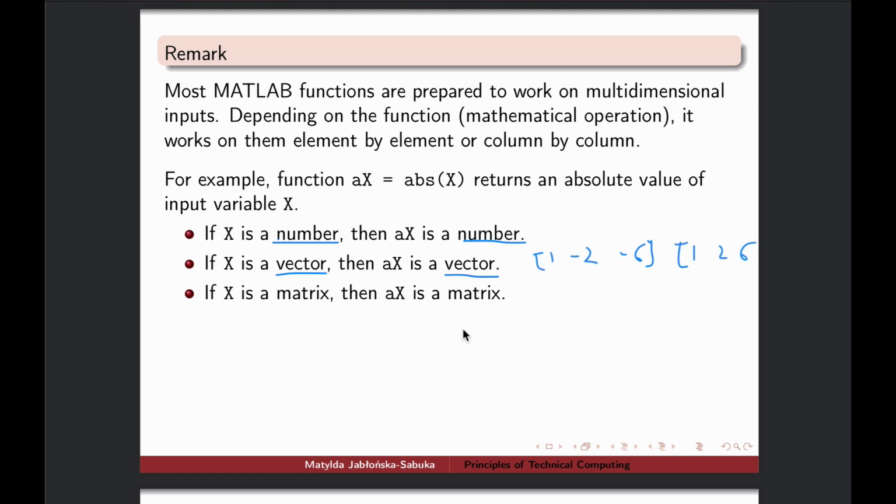And the same for a matrix. If X is a matrix, then abs of X, so the absolute value of that matrix, is a respective matrix filled with absolute values of individual elements of our original X matrix.